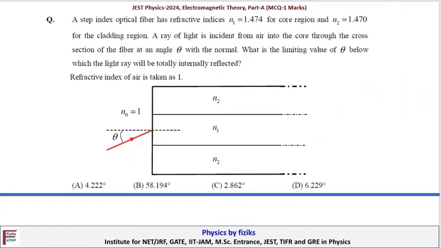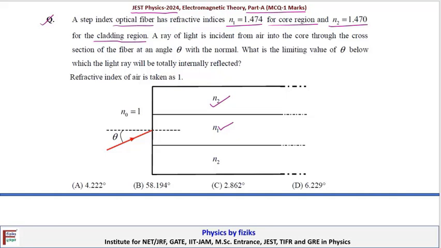So this is JEST Physics 2024 Electromagnetic Theory Part A MCQ 1 marks question. Now it is given that a step index optical fiber has refractive indices N1 is 1.474 for the core region. So this is the core of the optical fiber. N2 is 1.470 for the cladding region. So this is the cladding region, the outer region from the core.